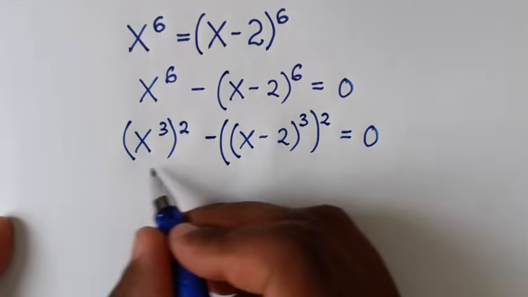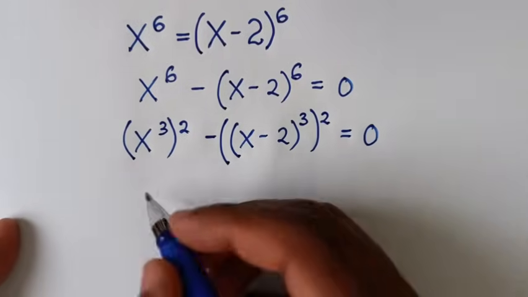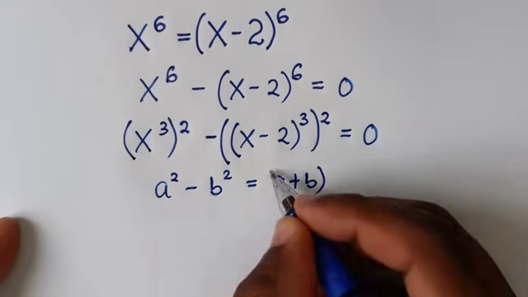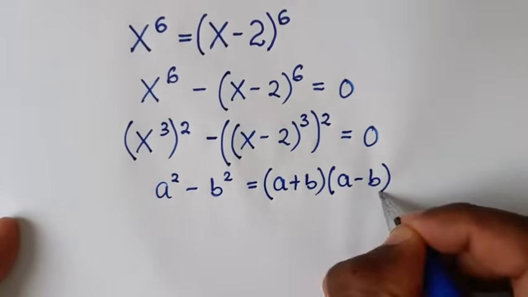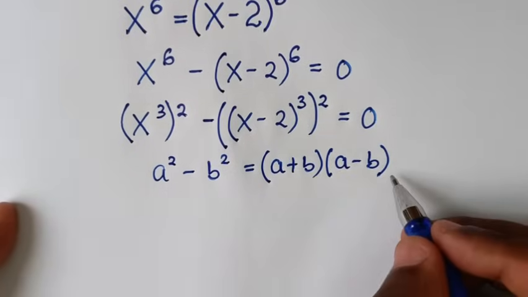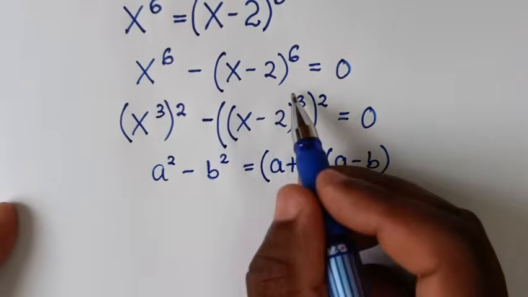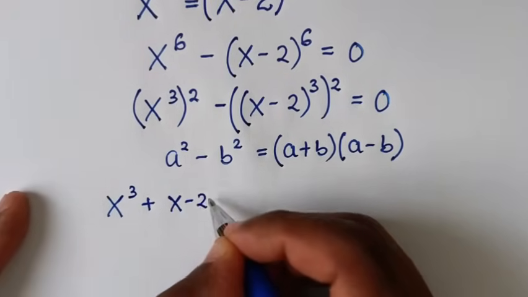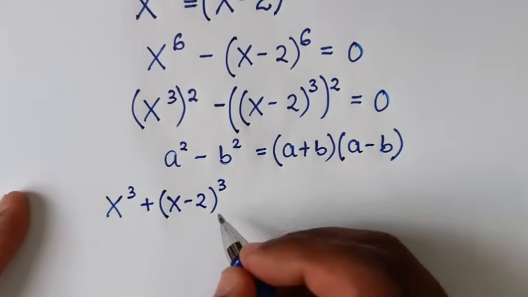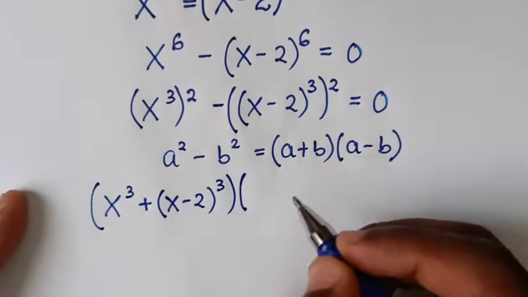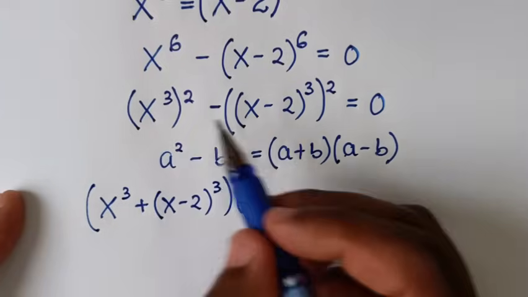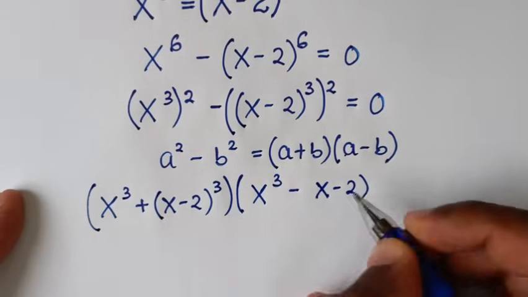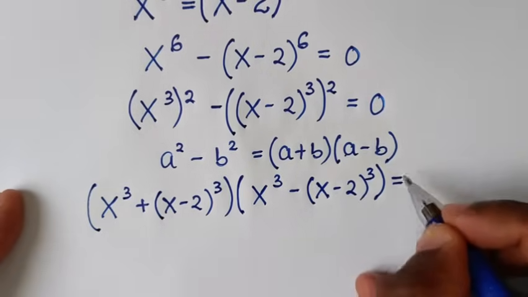Now, the left side is in the form of a perfect square. So we'll apply the perfect square rule, which is a^2 - b^2 = (a + b)(a - b). So a plus b will be x^3 plus (x - 2)^3, times a minus b, which is x^3 minus (x - 2)^3, is equal to 0.